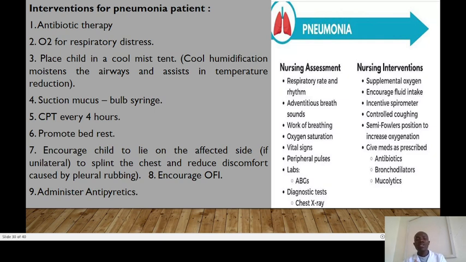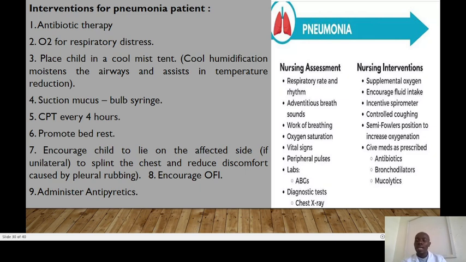So in terms of intervention for a pediatric patient with pneumonia, you're supposed to put them on antibiotic therapy, the safe antibiotics. A link for the antibiotic therapy will be popping up. You can review the different types of antibiotics. You could also put them on oxygen if they are having respiratory distress, and put the child in a cool mist tent. So cool humidification normally moistens the airways and assists in temperature reduction. Also, we suction the mucus using the bulb syringe and continue to monitor every 4 hours.